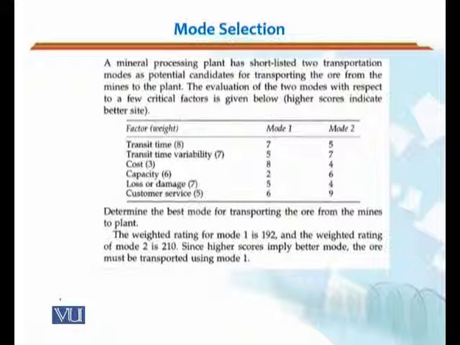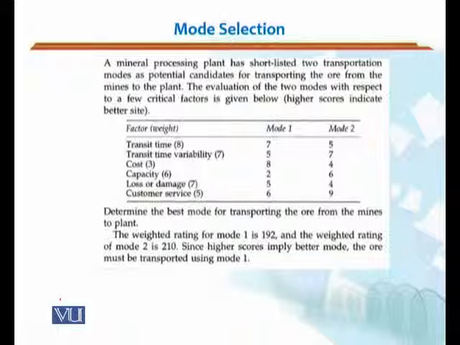Mode 1 and mode 2 ratings and the weights are given. The higher score indicates the better one. Transit time has a weight of 8. These are already elicited weights. We know there is a technique known as the analytical hierarchy process, through which we can determine different weights. So let's say we are not treating them as objective weights or subjective weights.